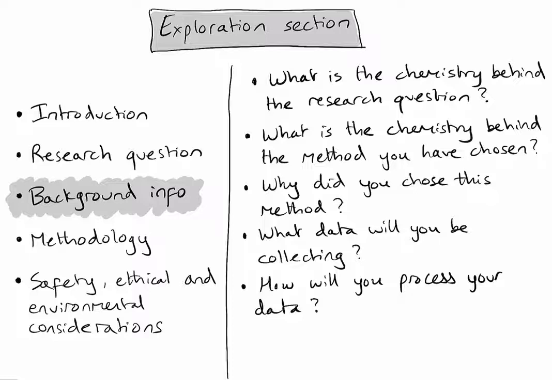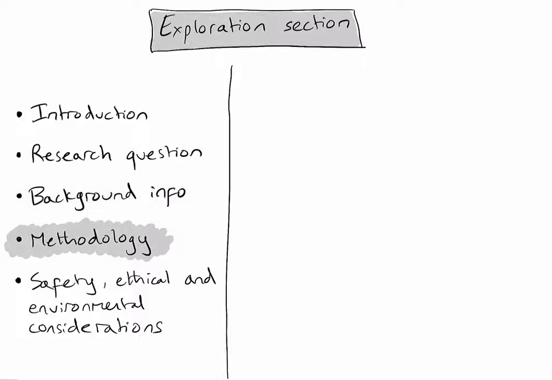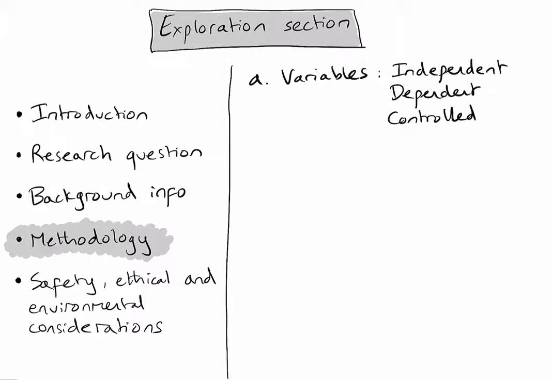Let's now consider the methodology section. The methodology part of your exploration might be broken down into subheadings for clarity. First of all, we might want to state explicitly what the variables are in the investigation. As well as stating each type of variable, you may also want to add detail such as how you will be measuring your dependent variable and how you will be controlling your controlled variables.